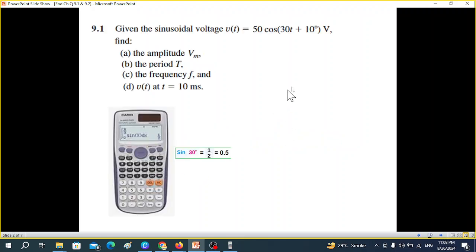Just a small point: in this type of question, the sinusoidal voltage is given and we have to find some parameters. Whenever you are doing this type of question, you have to keep in mind that this term is omega t, and omega t is in radians. And this is in degrees, so it's a mixture of radians and degrees. So you have to convert either radians into degrees and then solve, or convert degrees into radians and then solve. So keep that point in mind.